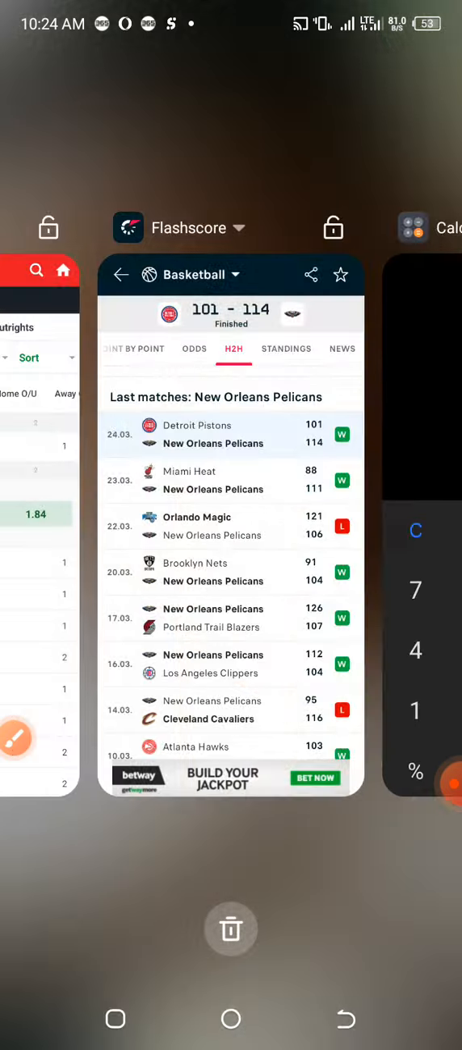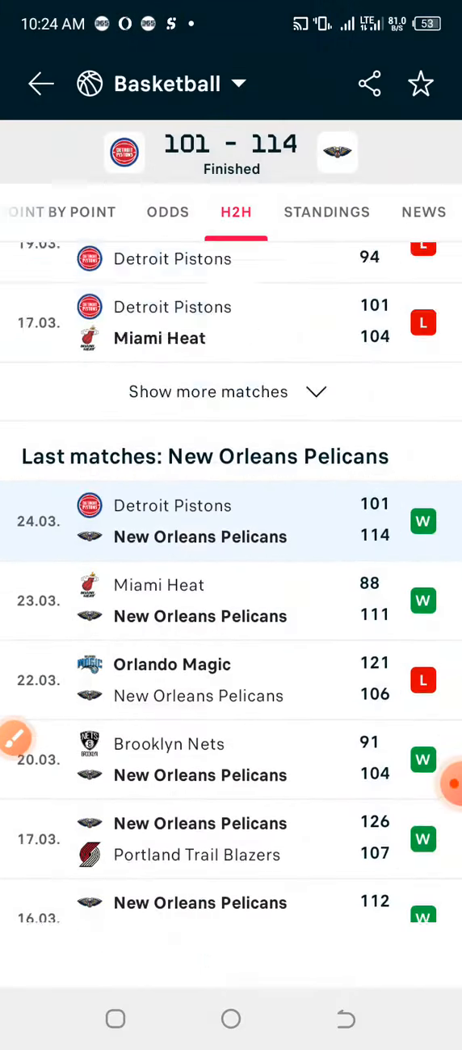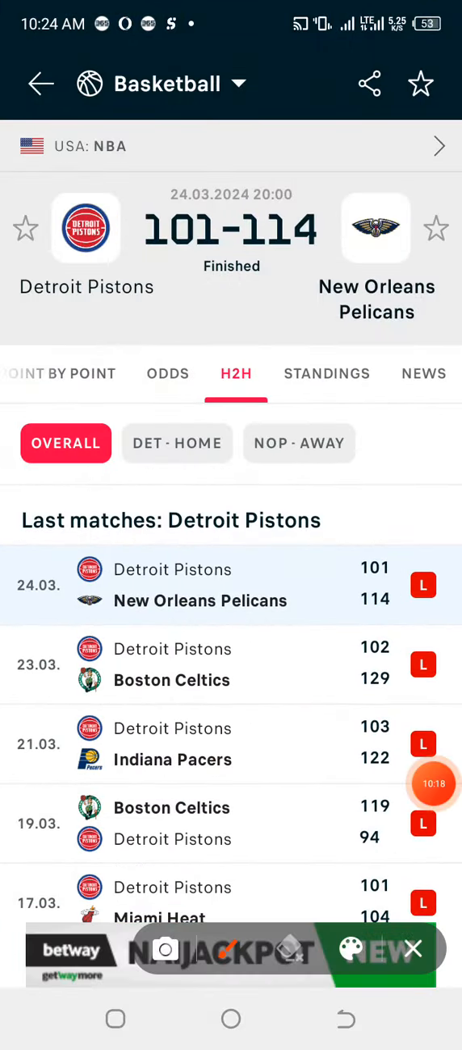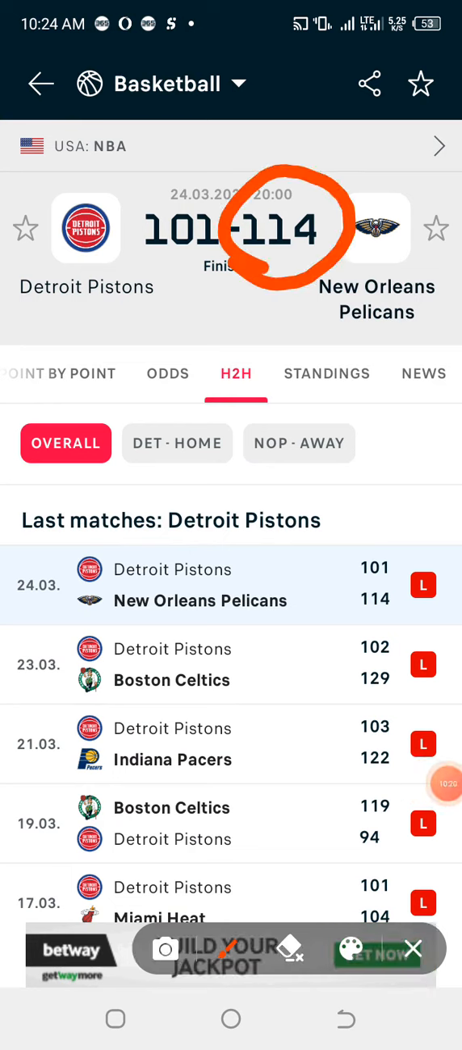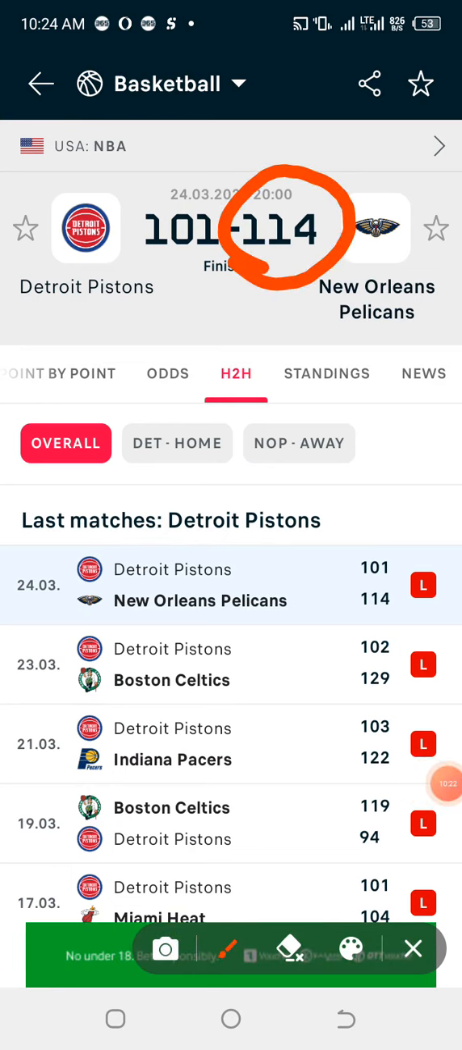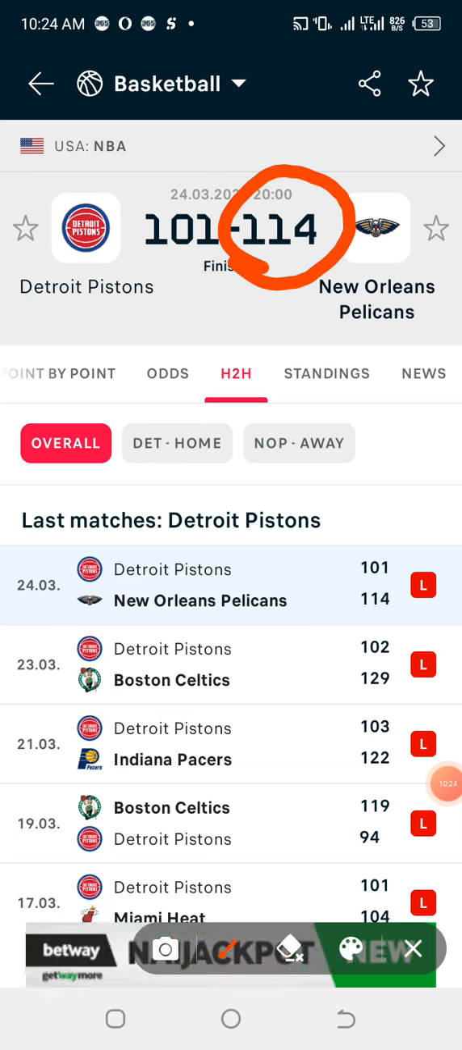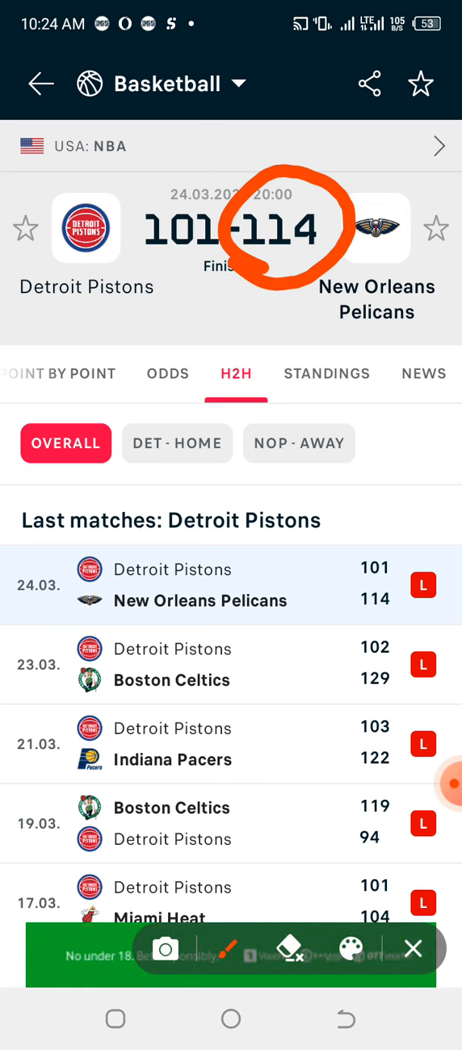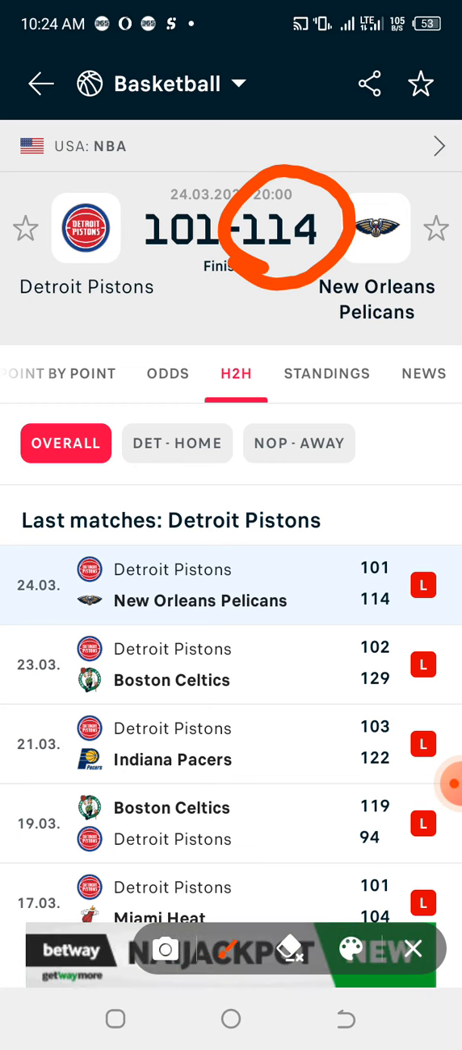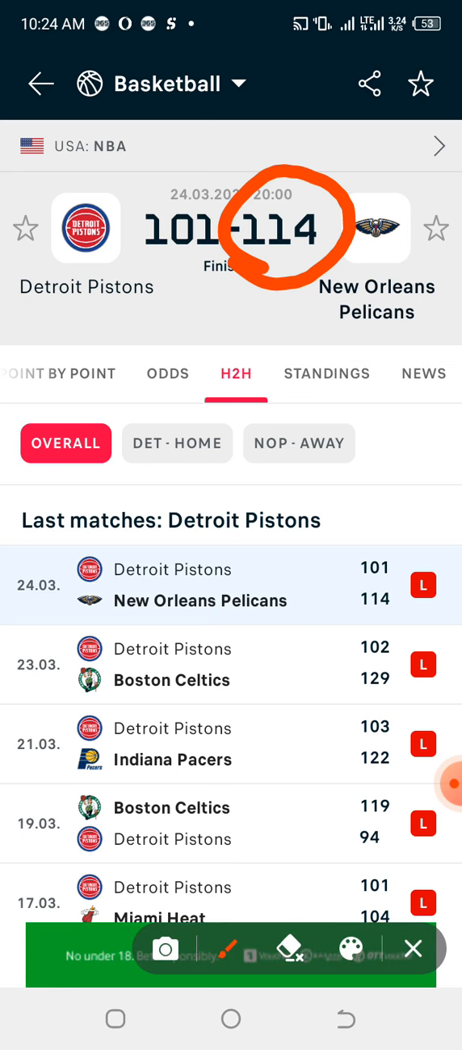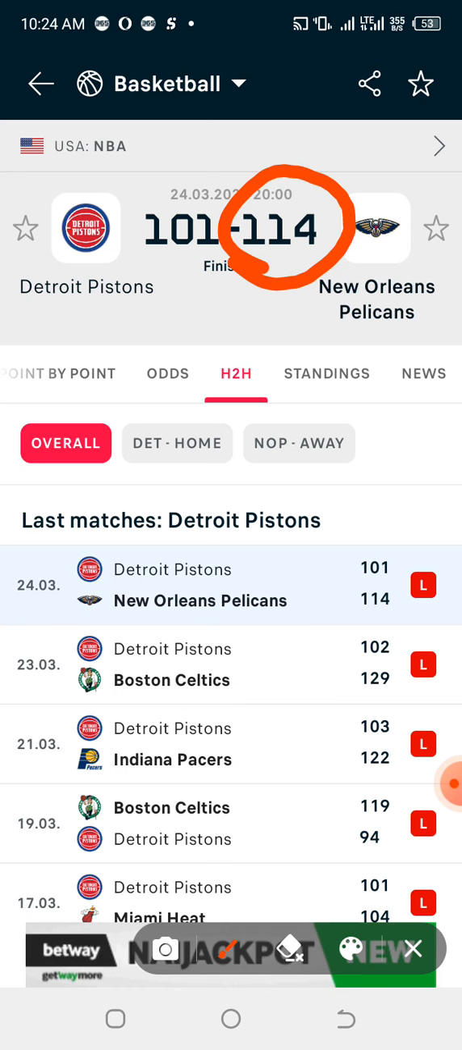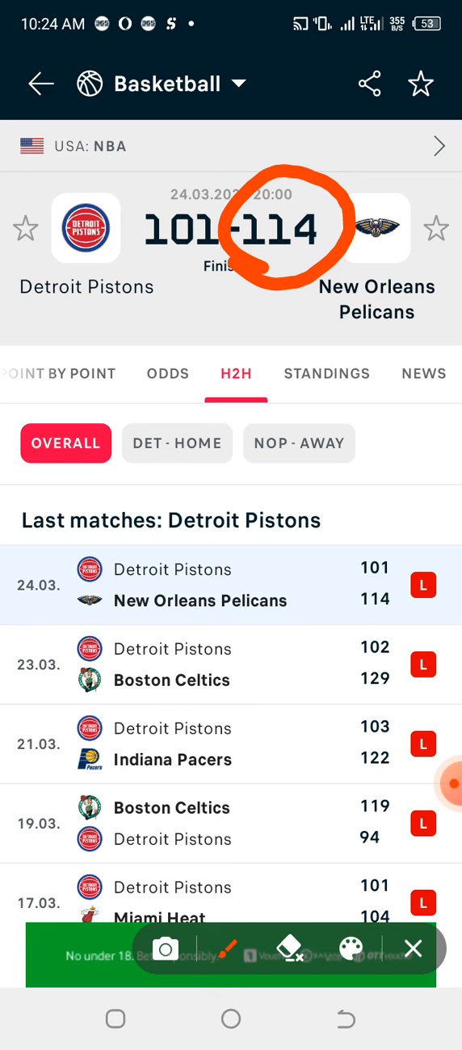Now let's check if the game actually ended up the way we want it. So this is how it is. The game ended up in 114. But the only problem one can experience in this particular market is that the bookmakers are not an industry that is willing to give out their own money. They are hoping for profit. The main objective of their industry is to make profit from us.